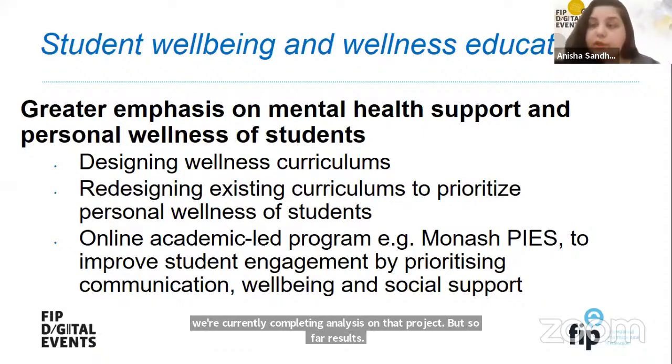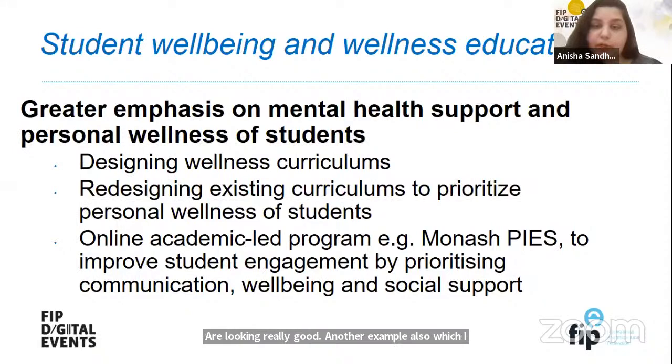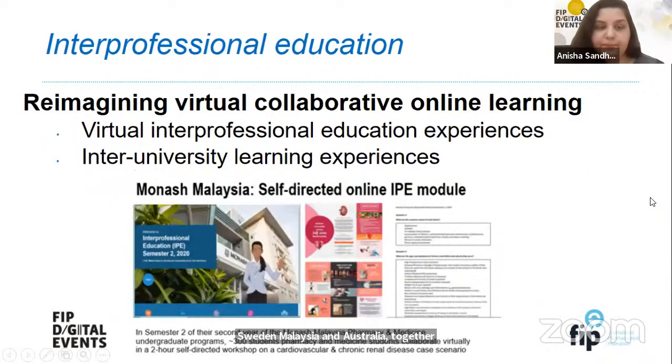Another example, which I covered in a recent FIP webinar, is the Monash PIES program. So this began as an online academic-led program during the pandemic, and the main focus for it was to alleviate social isolation and stress faced by international students. The aims of that program were to improve student engagement by prioritizing communication, well-being, and support. The program has now flourished to improve student engagement, not only online, but also in person, within institutions, and even internationally. We've even had events where we've involved students from countries like Sweden, Malaysia, and Australia together. I'll request that you move to the next slide, Hanani.